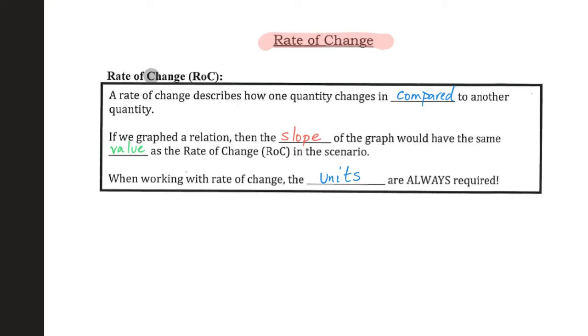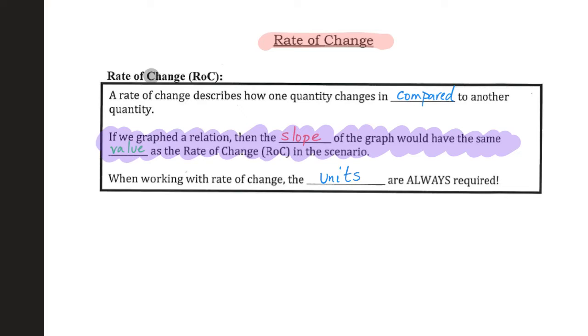That when you give a quick read into that box, you'll notice that a rate of change describes how one quantity changes compared to another. And then maybe the most important part is in that middle frame. If we were to graph that relation, then the slope of my graph has the same value as my rate of change, or you see that little ROC, as my rate of change.